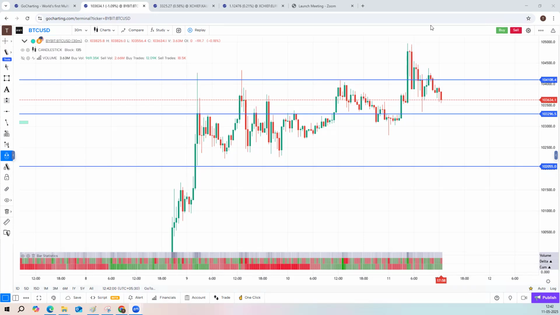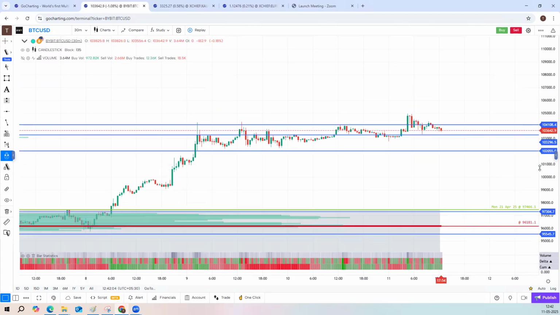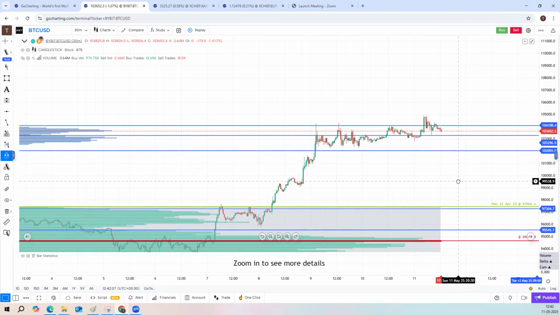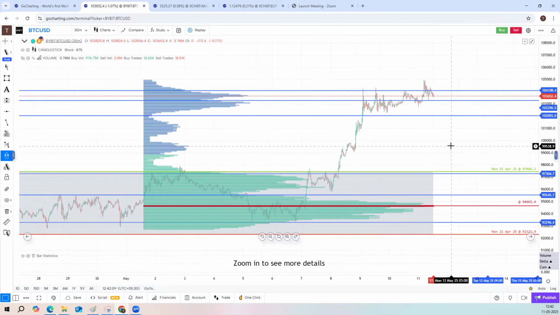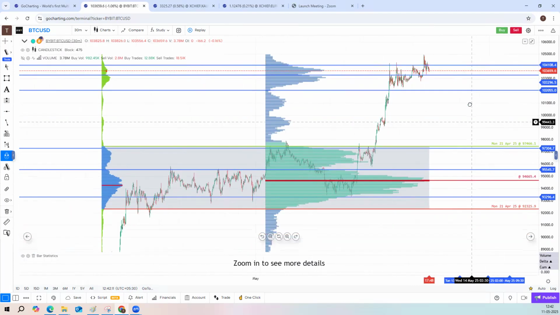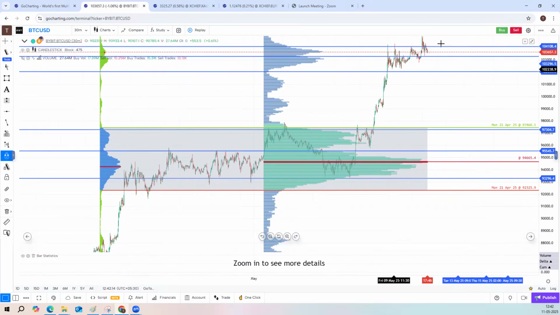And from today onwards, we are also starting the Bitcoin analysis. So for Bitcoin, what I have done is apply this fixed range market profile. The range is from here onwards to here, because we have this big area of consolidation over here. That is why I have applied this range.